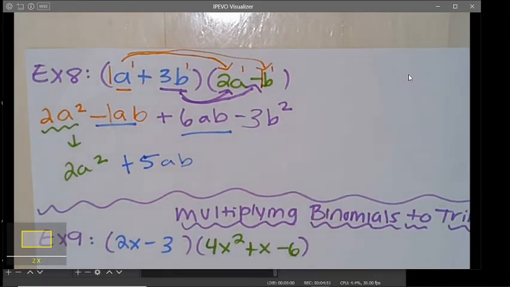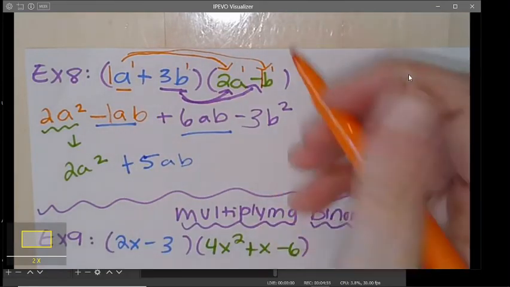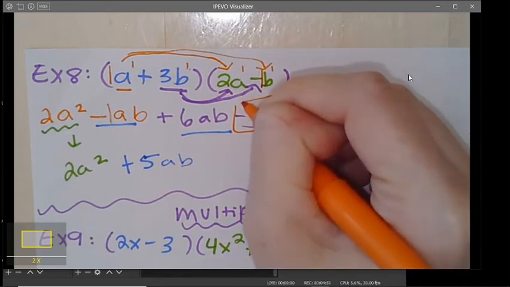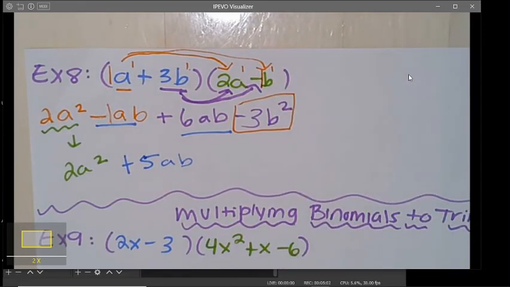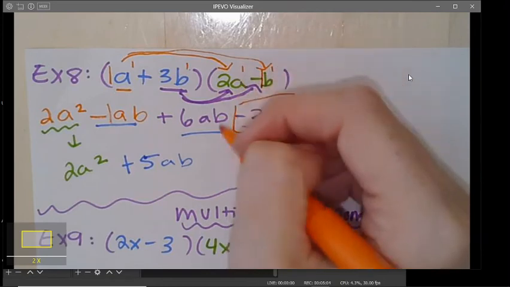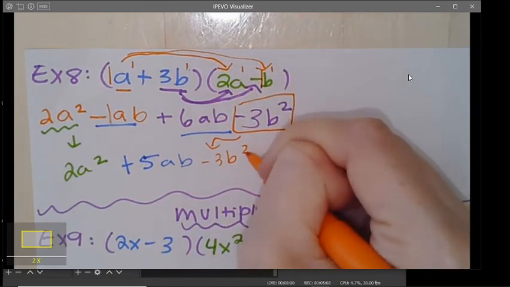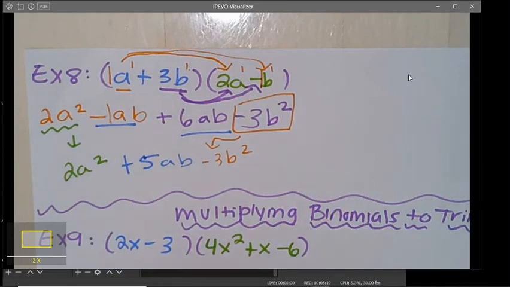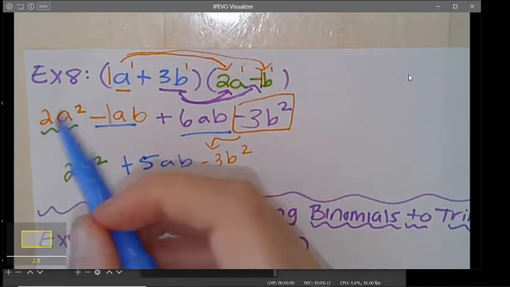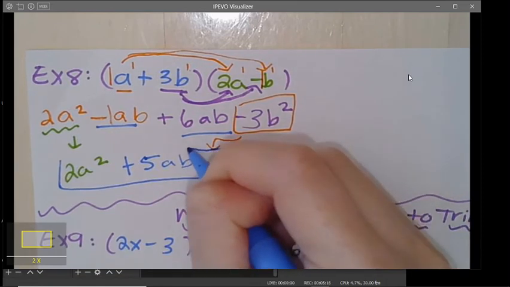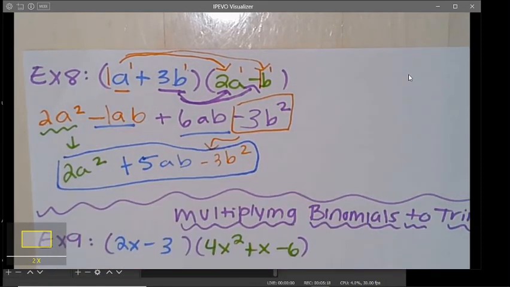Okay, and then my last term is a 3B squared, which I don't have any other terms that have a B squared in them. So this is also a lonely like term. Okay, it doesn't have anything to combine to, so guess what? I'm going to bring it on down. Okay, so my final answer would be this lovely 2A squared plus 5AB minus 3B squared. And that's it, you guys.